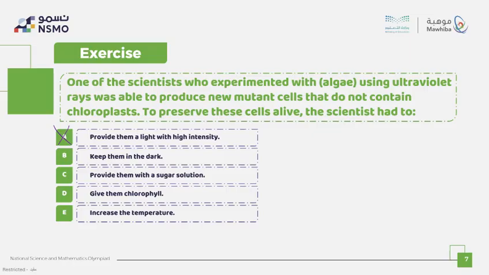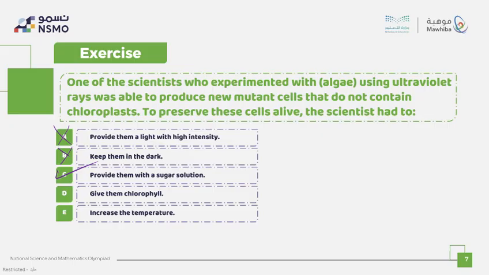Okay, let's keep going. Keep them in the dark. Darkness doesn't solve the problem because the cell still needs energy and nutrients to survive. So that would also be wrong. Okay, let's move on. Provide them with a sugar solution. Yes, because since they cannot make glucose, they must receive ready-made sugar from outside. So that's right.